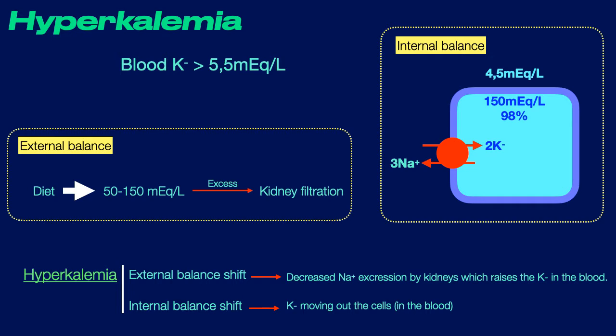So given these two circuits, hyperkalemia can develop in two ways. The first is an external balance shift, which is most often caused by a decrease in potassium excretion in the kidneys, which raises the level of potassium in the blood. And the second is an internal balance shift, where potassium moves out of the cells and into the interstitium and the blood.